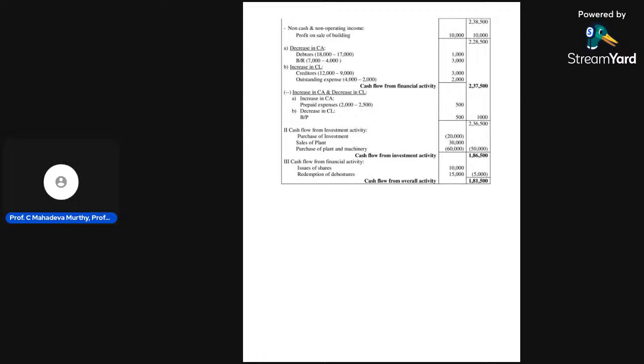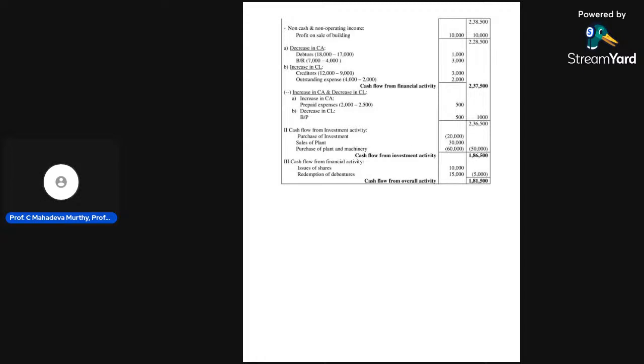Then the last category, cash flow from financing activity. Here, issue of shares, cash comes into the organization; redemption of debentures is 15,000. Issue of shares, cash comes into the organization. Redemption of debentures, cash goes out from the organization. If you redeem the debentures, the company has to pay 15,000 to outsiders, the debenture holders. Therefore here 15,000 minus 10,000 is 5,000. Cash goes out from the organization 5,000, from financing activity.